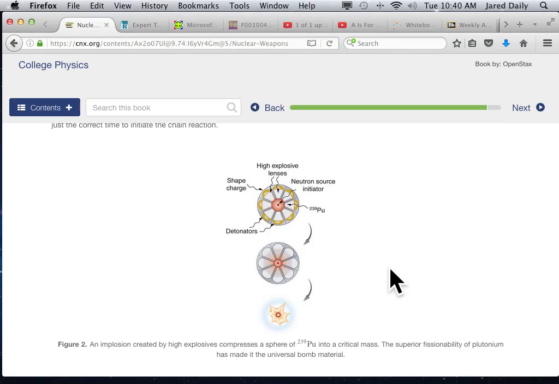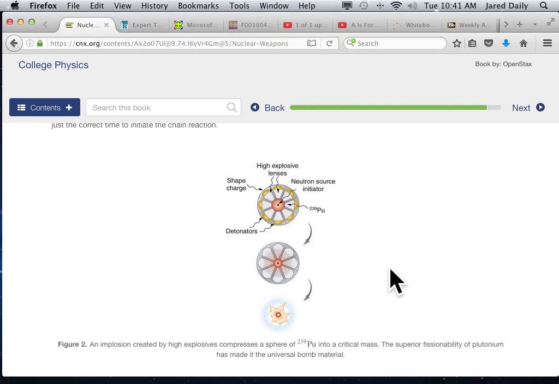Plutonium, on the other hand, you need less of it, and you can use this implosion method with it much more easily because it has a higher neutron release rate. It's easier to start the reaction, even if you don't have a critical mass.